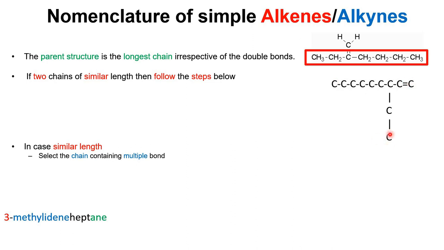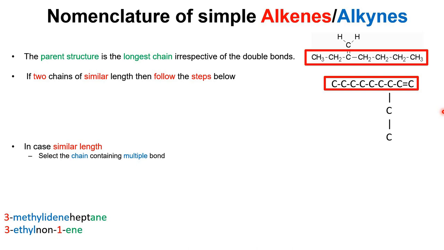In this case, we will not select this chain which doesn't contain the double bond. We will have to select the chain that contains the unsaturation. That is, this will be our parent chain. So this is the parent chain and the name of this compound will be 3-ethylnon-1-ene.